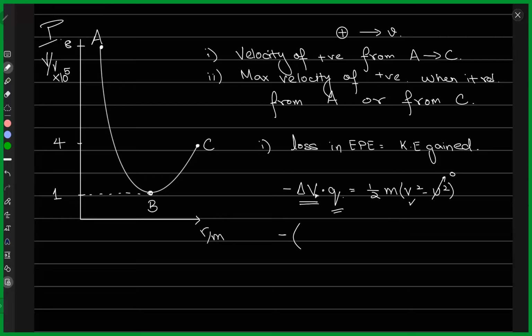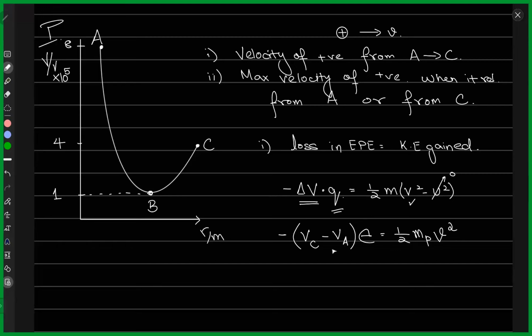What would that be? That would be the potential at C, which was the final potential, minus the potential at A, right? So that's the change in potential, times the charge. So I'll just put E, right? That is the electric charge for a proton, plus E, is equal to 1/2 mass of the proton times the velocity of this proton squared.